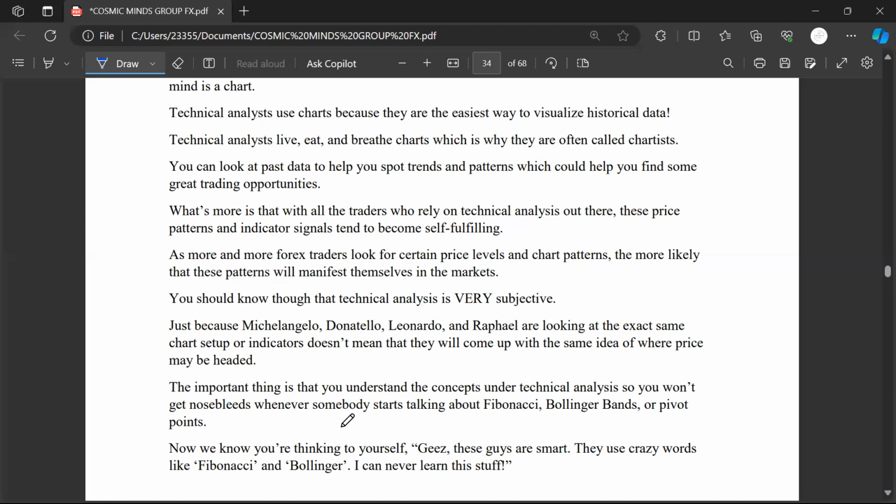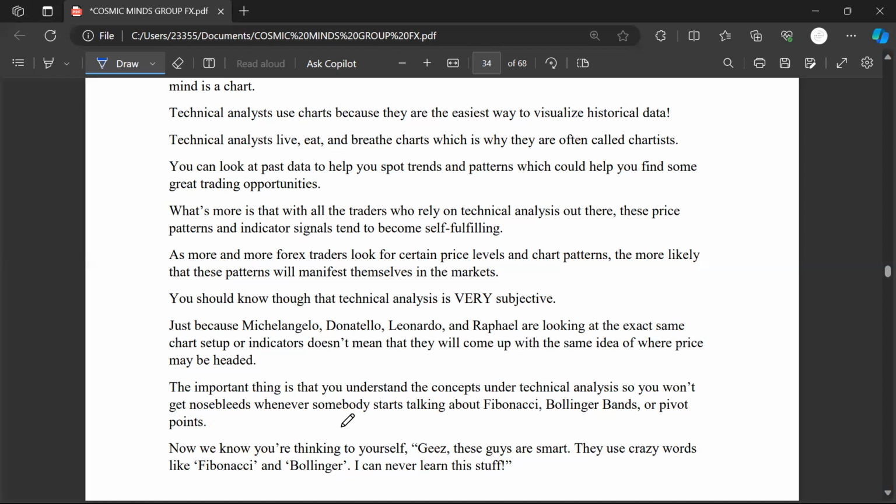Now, just like Michelangelo, Donatello, forgive me with the name, Leonardo and Raphael are looking at the exact same chart setup or indicators. It doesn't mean that they will come up with the same idea of where price may be headed. I think that's what I just said, right?